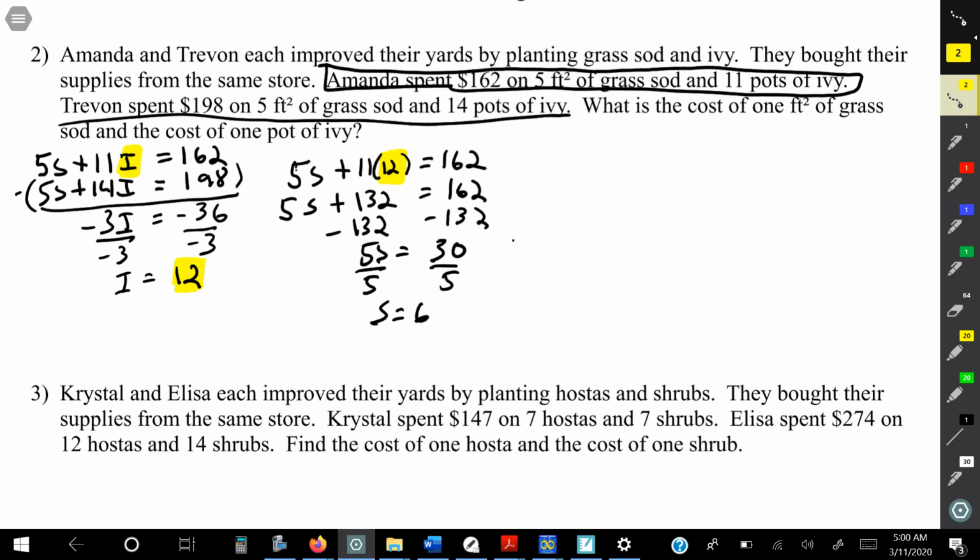So let's take a look at another example here. Okay, we've got Crystal and Elisa each improved their yards by planting hostas and shrubs. They bought their supplies from the same store. Crystal spent $147 on 7 hostas and 7 shrubs, and Elisa spent $274 on 12 hostas and 14 shrubs. Find the cost of one hosta and the cost of one shrub. So I've got Crystal's equation right here. Let's see.